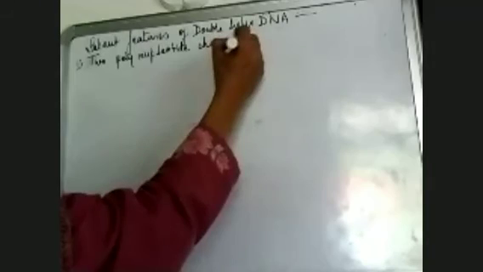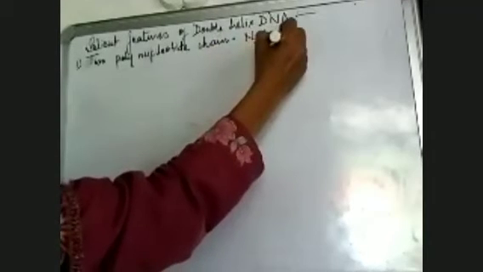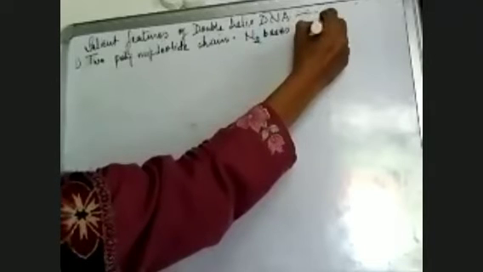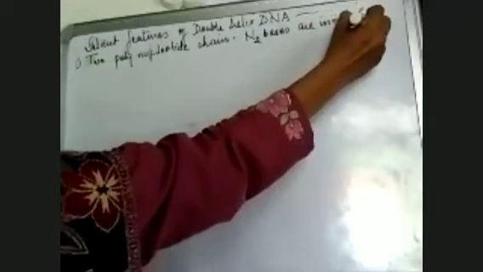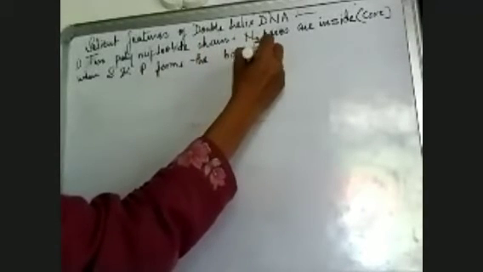DNA consists of 2 polynucleotide chains, and in this chain, the nitrogenous bases are inside, in the core. Whereas sugar and phosphate form the backbone of the DNA double helix. When I say nitrogenous bases are inside, what are nitrogenous bases? Guanine is a nitrogenous base.